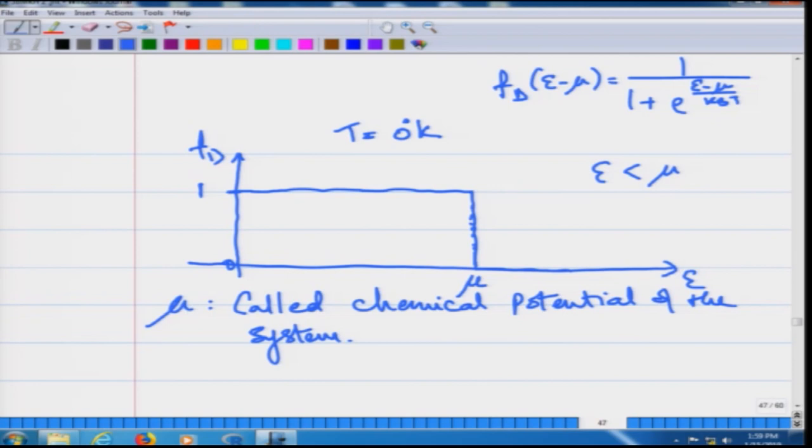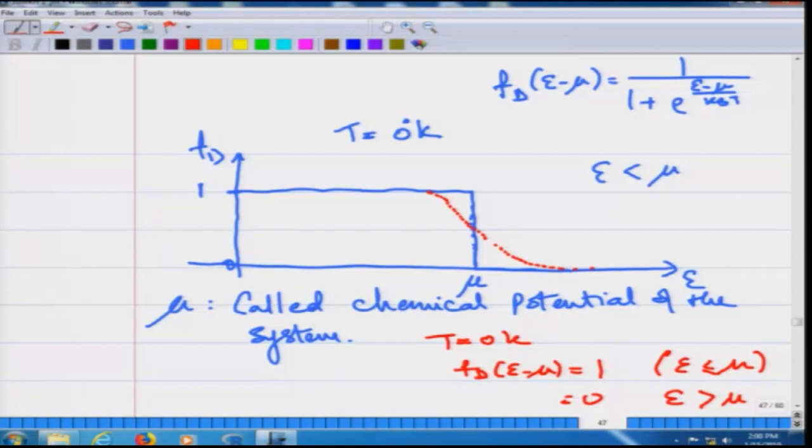This is at 0 Kelvin. If you increase the temperature, this distribution changes slightly as a function of temperature, and a tail develops. We can understand it in slightly more detail by considering a specific example and a specific picture.